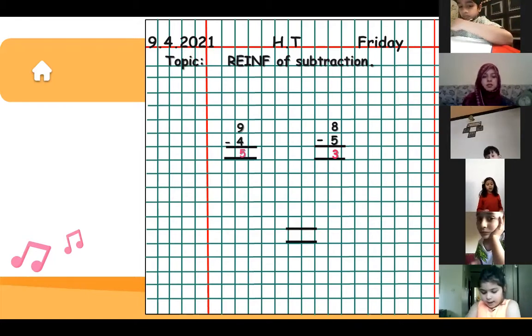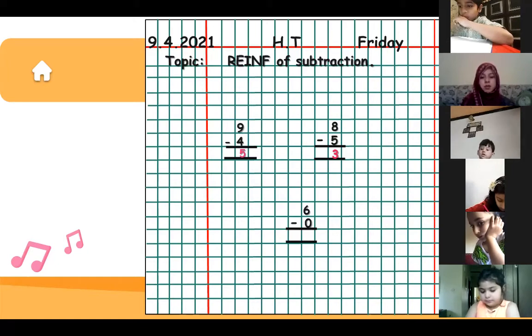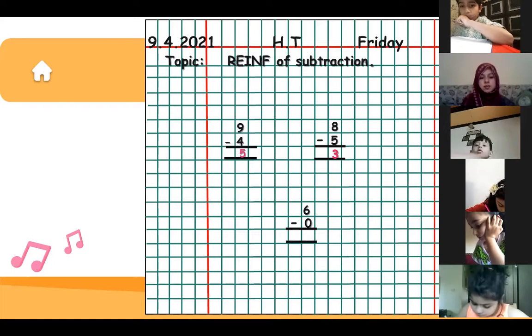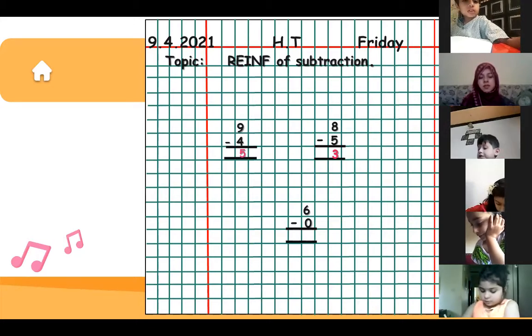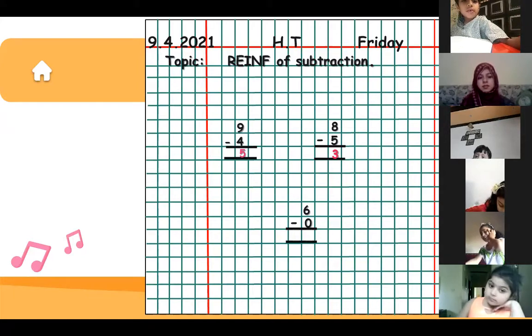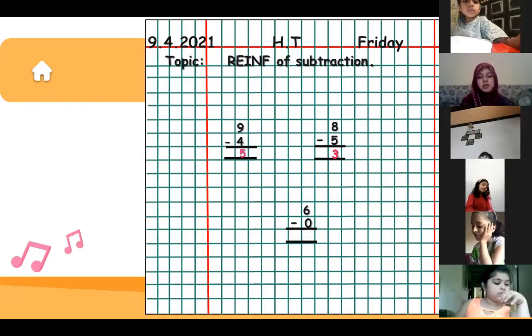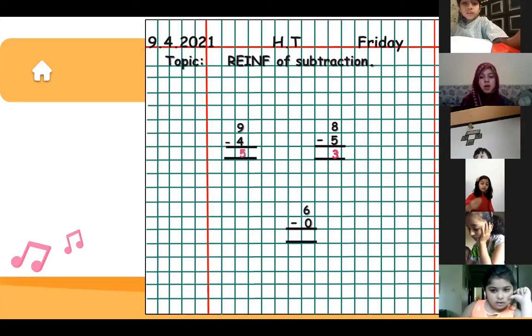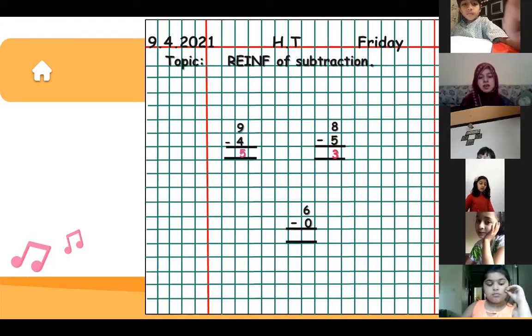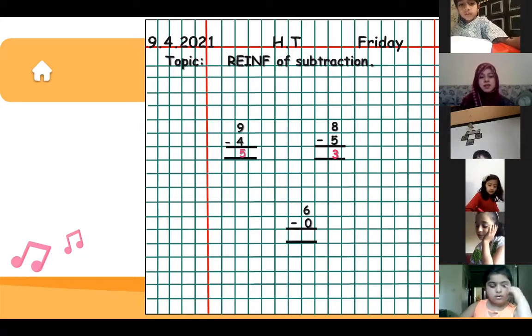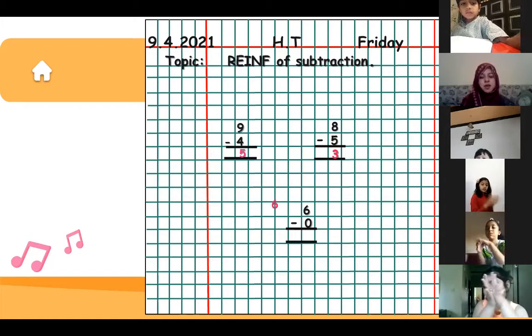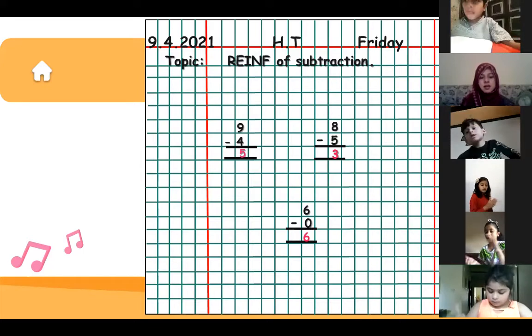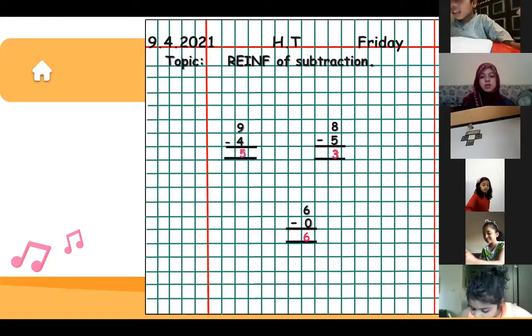Done? Yes. And the last one is 6 minus 0 equals 6. Now you are going to make 6 lines with number 6. The answer is 6. How many lines are you going to cross? Zero. Zero means nothing. So you are going to cross nothing. So how many lines are left? 6. Excellent. A big clap for yourself. 6 is the answer. Write 6 between the lines. 6 minus 0 is equal to 6.